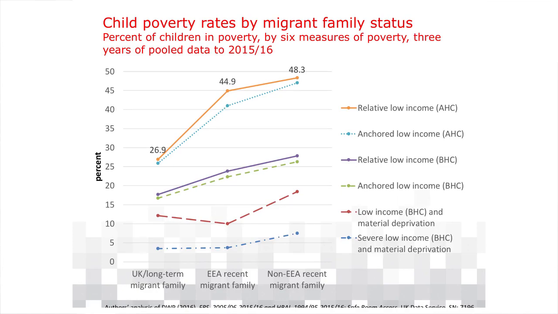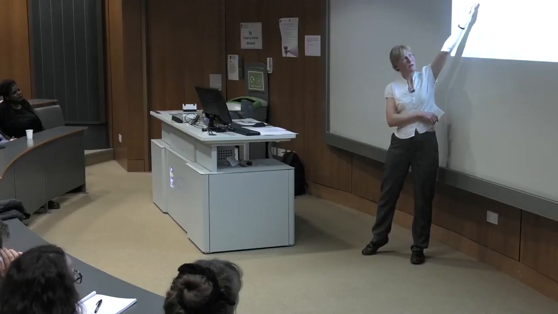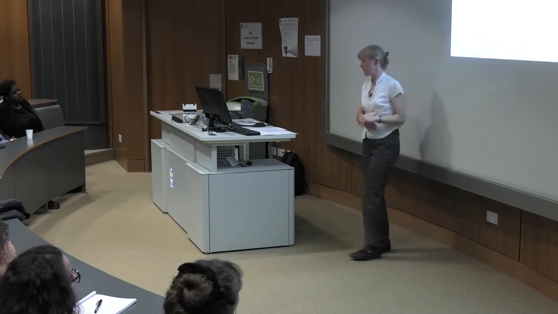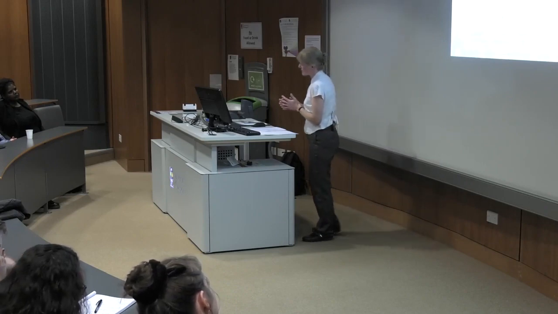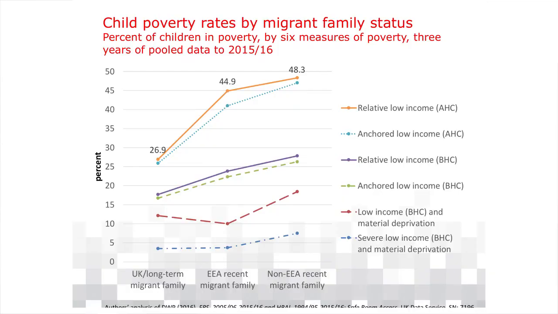Then we've got the before housing costs lines here, and then we've got the low income and material deprivation or severe low income and material deprivation lines there. And again, we've got our 3 migrant categories. So a couple of things to take away, I think, from this graphic. The first is that in almost every case, with the exception of this data point here, the non-EEA recent migrant family children are at higher risks of poverty than the EEA, who are themselves at higher risk than the UK-born long-term migrant families.